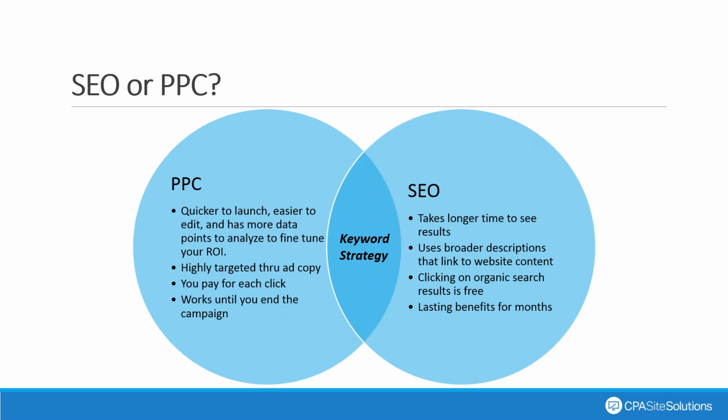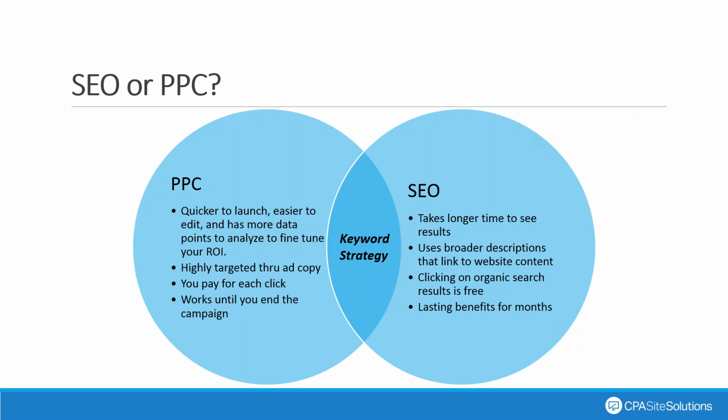Now, I just want to transition into a topic that people want to know: whether or not they should go with search engine optimization or pay-per-click. And just remember to note the differences between pay-per-click and search engine optimization. Pay-per-click is really, as I talked about, quicker to launch. It's easier to edit, and you get a lot more data points to analyze. And you can really fine-tune your return on investment.